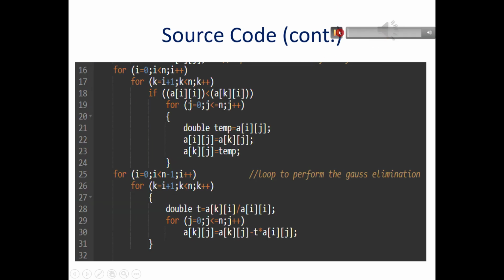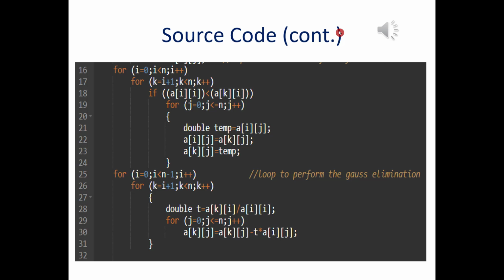The next part of the program, that is from line 16 to 24, is used to arrange the equations in order to obtain a reduced row form. For example, if the first coefficient of the first variable of the first equation is 0, it isn't possible to get a row echelon form.